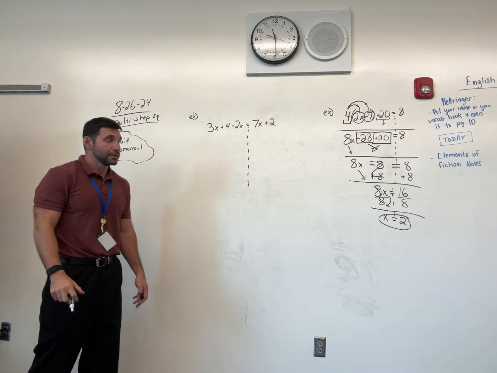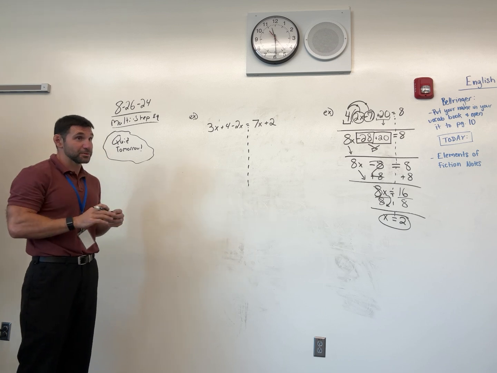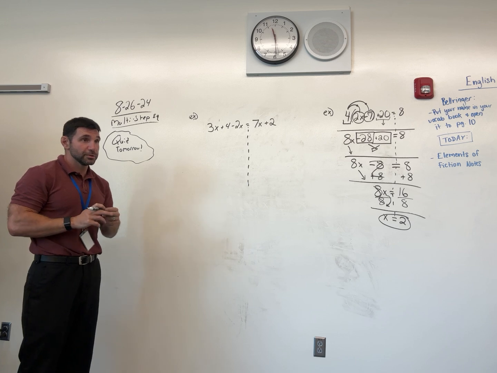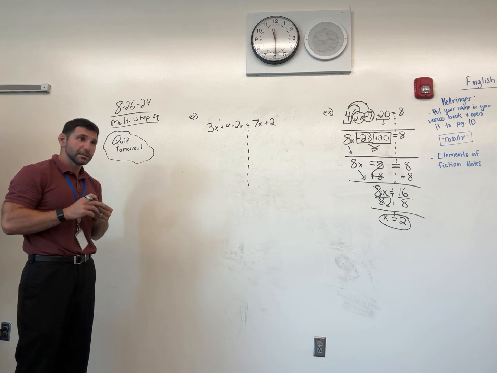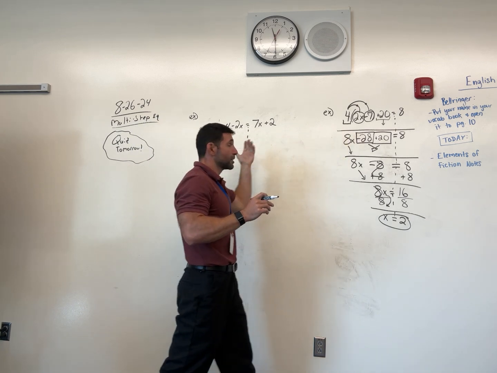Okay, Esther, step 2. What's step 2? Just tell me what step 2 is. Distribute. Do I need to distribute? No. Why not? Because there's no parentheses. There's no number smack dab up against the parenthesis. So I don't need to distribute.